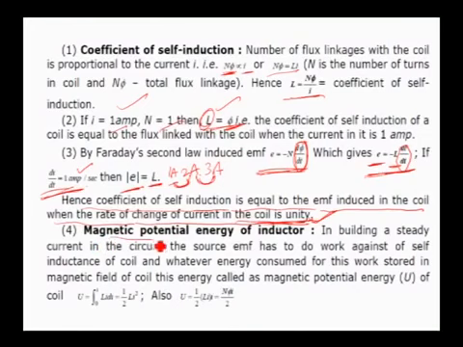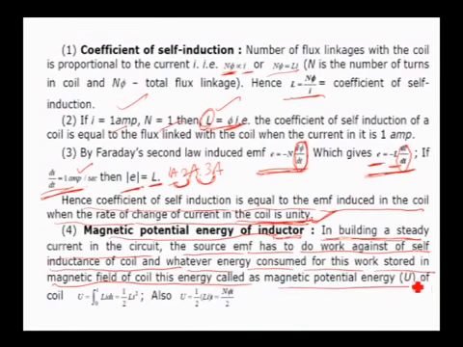Next, magnetic potential energy. Whenever current flows through a coil, it is not going to be sustained immediately because there is an induced EMF that always acts opposite to the flow of current. In building a steady current in the circuit, the voltage we supply, or the battery we connect, has to do some work. So the battery has to do some amount of work to set up some amount of current in the coil. The work done in establishing a certain amount of current in the coil will be stored as magnetic potential energy, which is given by the equation.